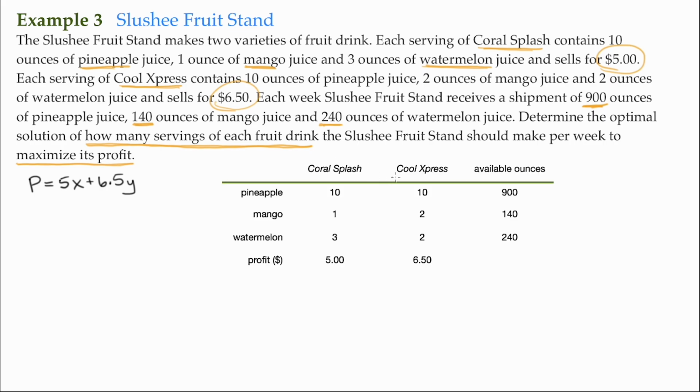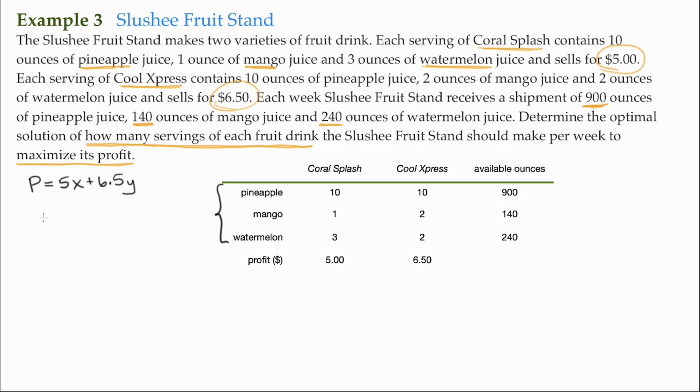So here we have our variables across the top. If we let Coral Splash be the X variable and Cool Express be the Y variable, you create these two columns, and we label the totals over here. Also in here we have our objective function, the profit. We do that because we want to see the relationship between the cost of the Coral Splash of X and the Cool Express of Y right here. But this would be our system right here.